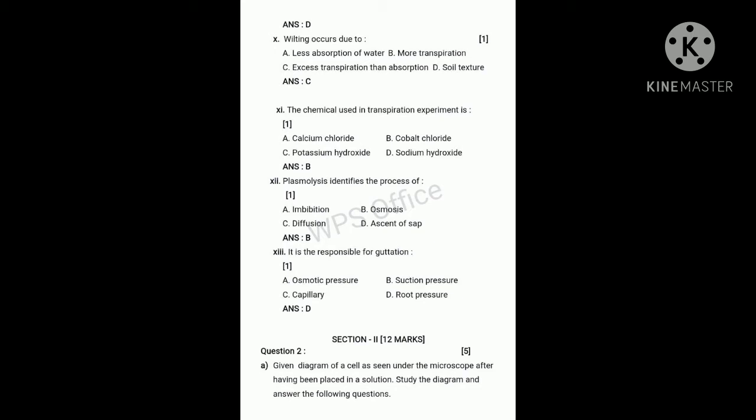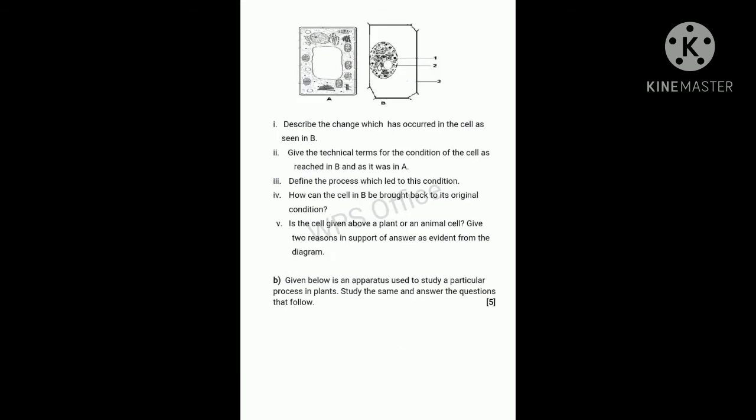So these are the multiple choice questions and answers. Next, section two, 12 marks question. The first one, given is a diagram of a cell as seen under the microscope after having been placed in a solution. Study the diagram and answer the following questions. You have to study the diagram, then answer the questions.